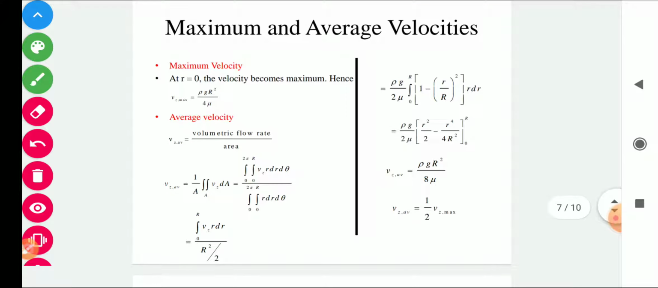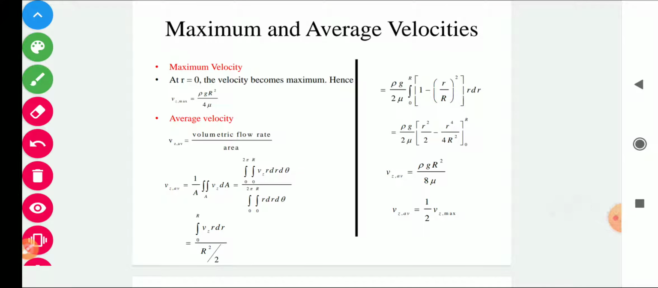Now as I told you, the maximum velocity occurs at r equal to 0. So put r equal to 0 in the above equation, and finally we will get Vz max equal to rho g r square upon 4 mu. And to calculate average velocity, the average velocity is equal to the volumetric flow rate divided by area. The volumetric flow rate is velocity multiplied by area, and this is divided by this area.